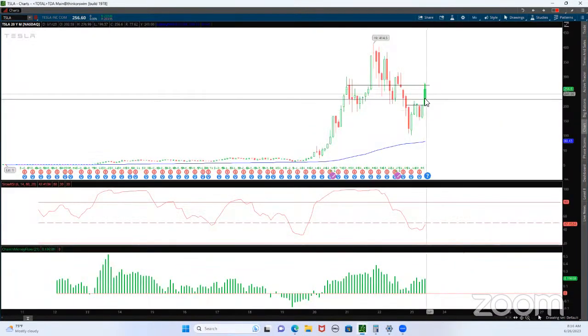this was a big candle. But look, this was the resistance, you see? So you see they broke out of this level and they just went crazy.